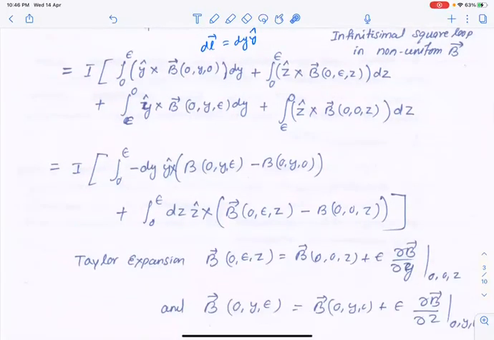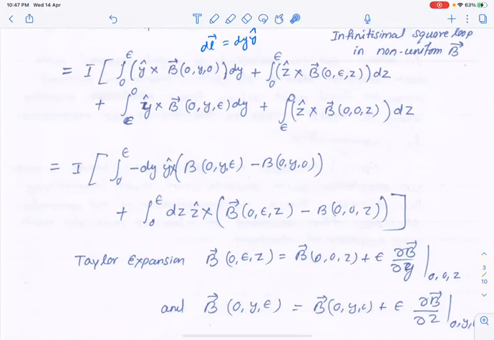Now you can plug back. So now what happens is that B at (0, epsilon, Z) minus, you can take this term here, B at (0, 0, Z). Essentially this quantity is nothing but epsilon del B by del Y at (0, 0, Z). So you replace this whole quantity with only this one, and you can do the integration now, because this derivative remains constant there.